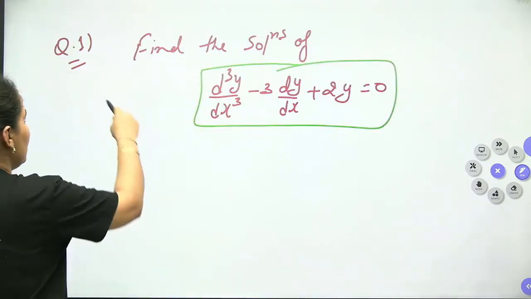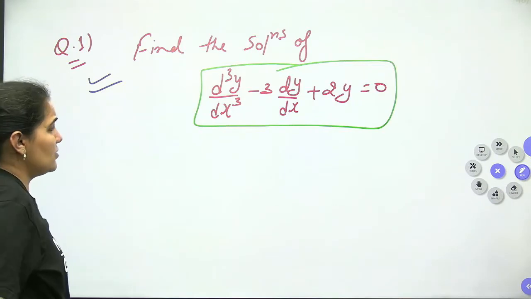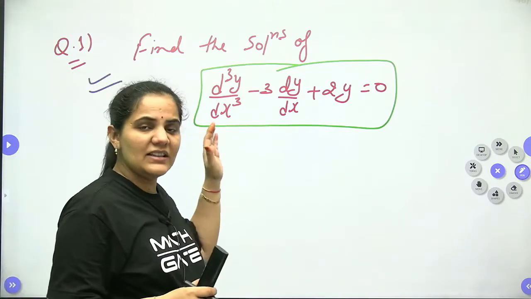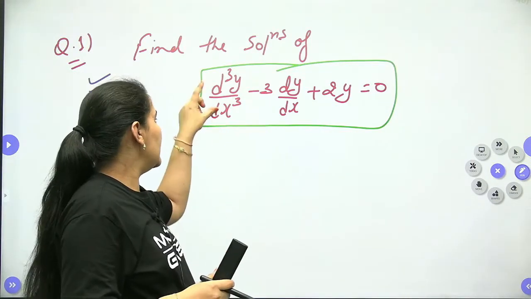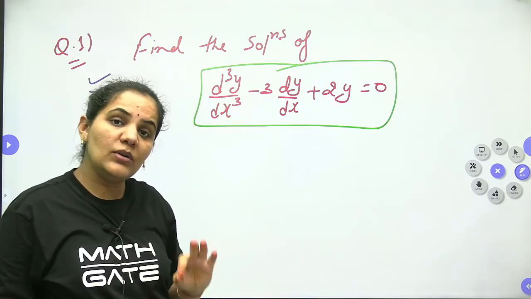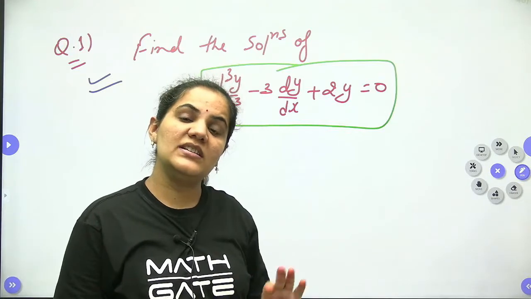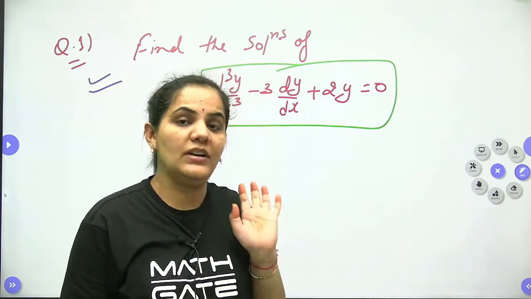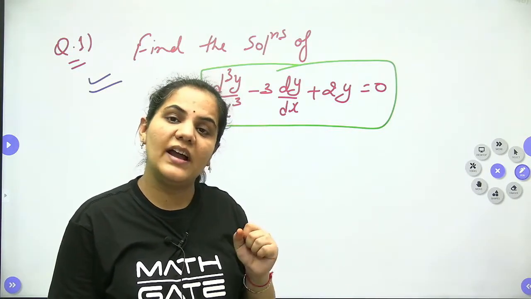Okay guys, now let's start with this one. The question is written like this: find the solution of d3y by dx3 minus 3 dy by dx plus 2y equals 0. Now you can clearly see, dear students, this is exactly a higher order differential equation. How can you say it is higher order?